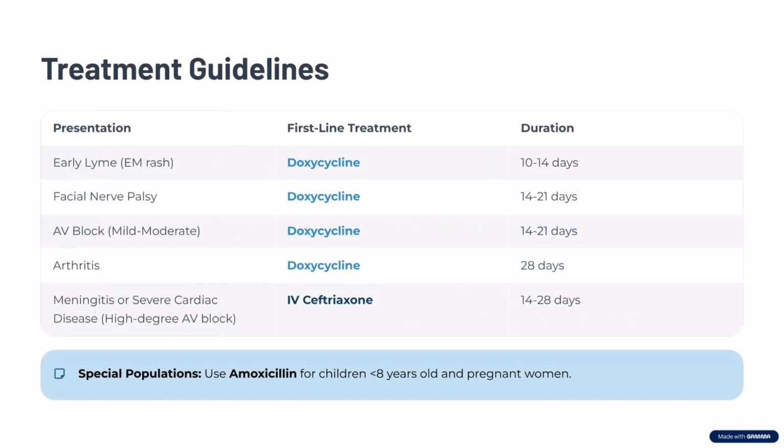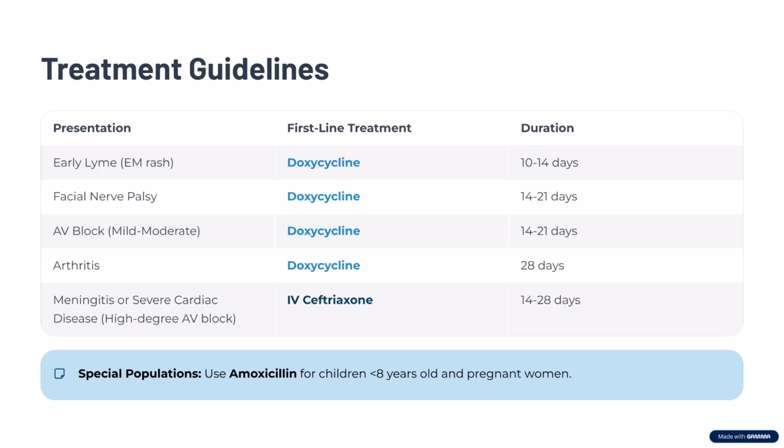The treatment for Lyme disease is quite effective with antibiotics. Your workhorse drug, and the one you should remember for the exam, is doxycycline. For early disease, like the bullseye rash, a 10 to 14-day course of doxycycline is standard. It's also the first choice for facial palsy and Lyme arthritis.